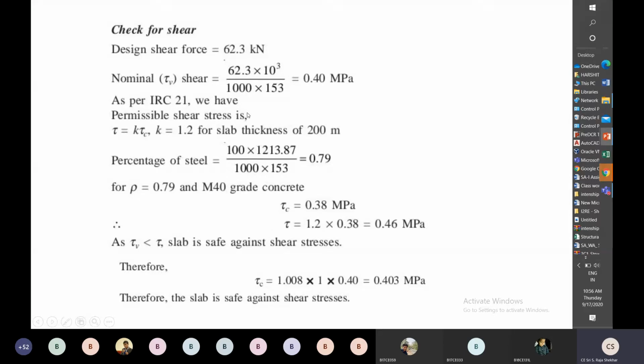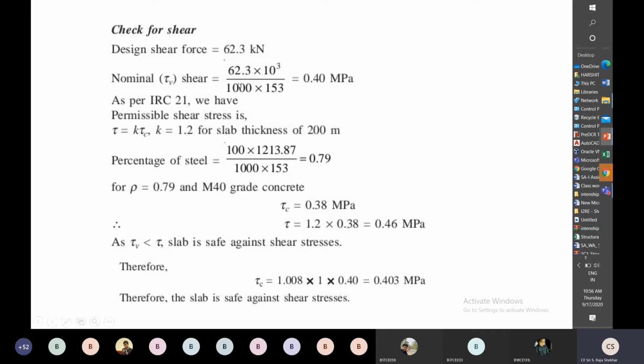Now this is the shear stress applied due to loading. This is the applied design shear force. Due to this shear force, shear stress develops in the slab, not the girder. Shear stress will develop in the interior panel. The shear stress calculated is called nominal shear stress. For the calculation of nominal shear stress, we use the formula force by area, shear force by the corresponding area.